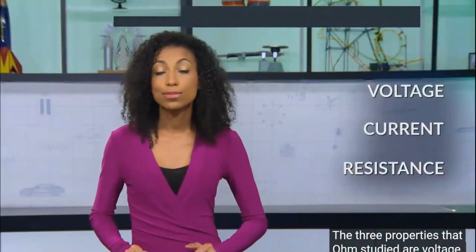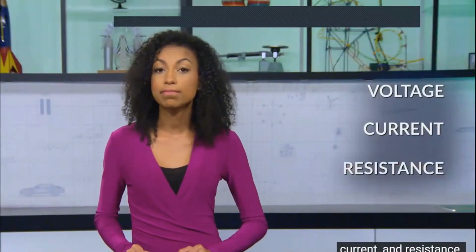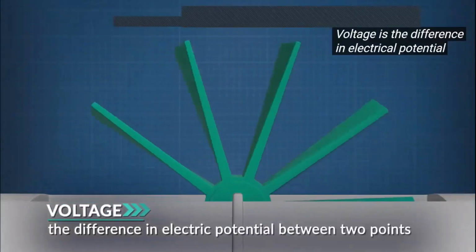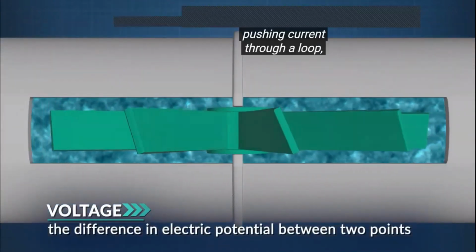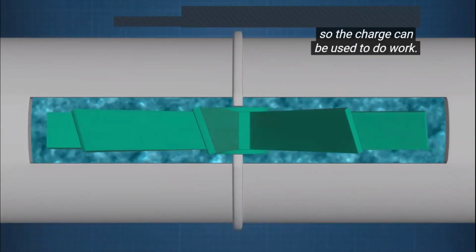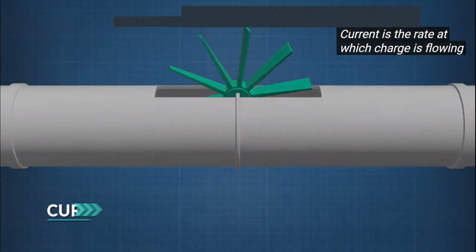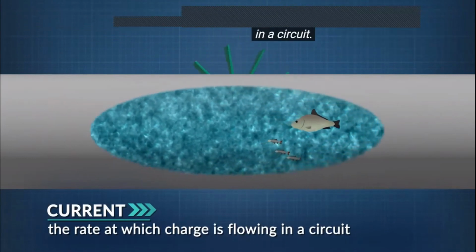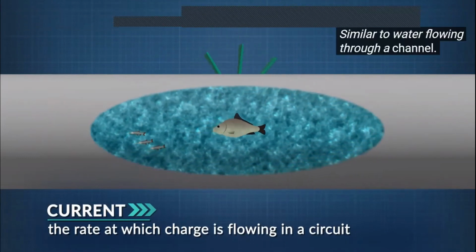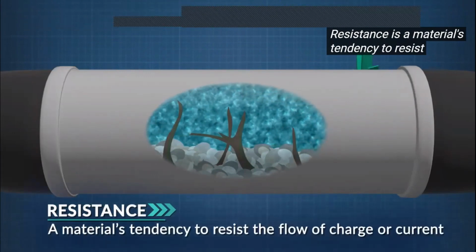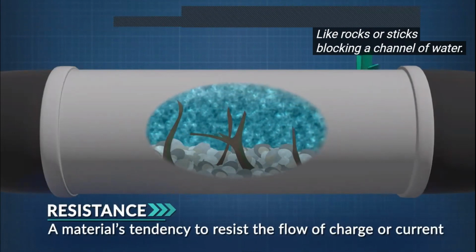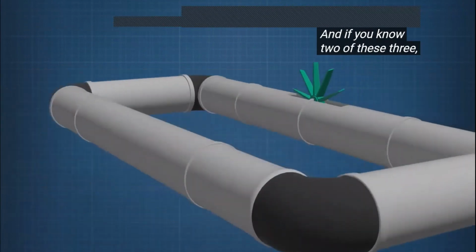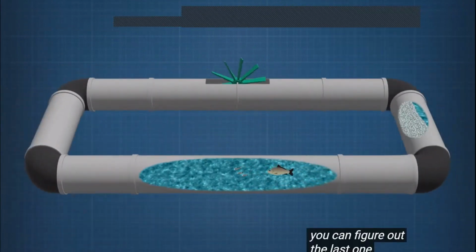The 3 properties that Ohm studied are voltage, current, and resistance. Let's break it down. Voltage is the difference in electrical potential between 2 points. It's like the pressure of a water pump pushing current through a loop, so the charge can be used to do work. Current is the rate at which charge is flowing in a circuit, similar to water flowing through a channel. Resistance is a material's tendency to resist the flow of charge or current, like rocks or sticks blocking a channel of water.